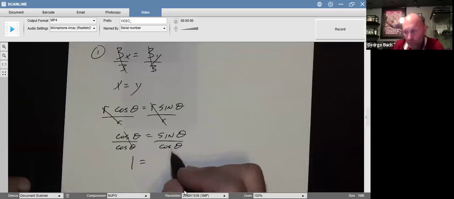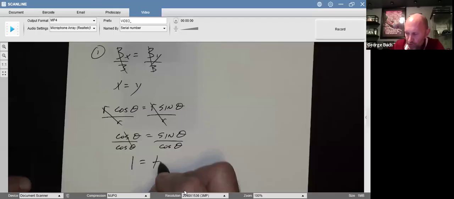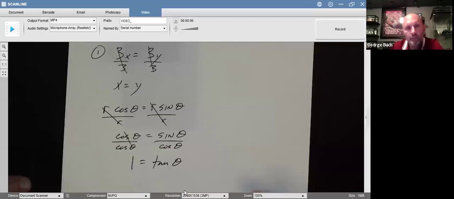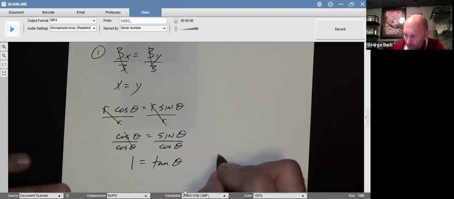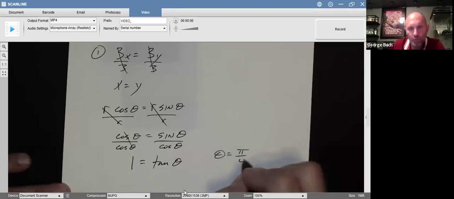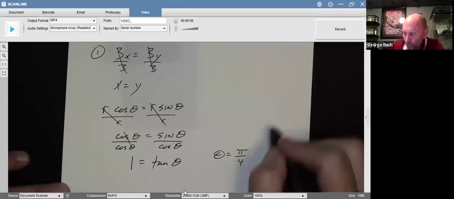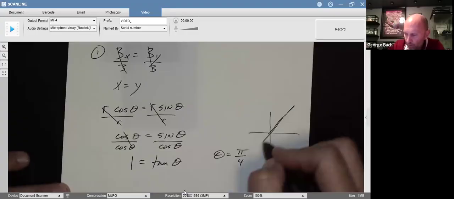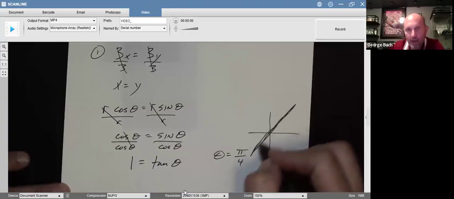Well, what is sine over cosine? That's tangent. And so what I need to know here is what value of theta makes tangent equal to 1? And that's when theta is equal to pi over 4. So if I drew this on a polar graph, it's going to give me this line here, this 45-degree line.